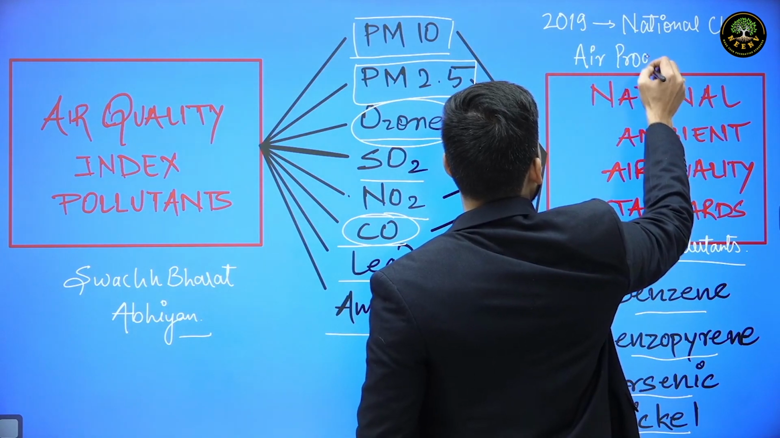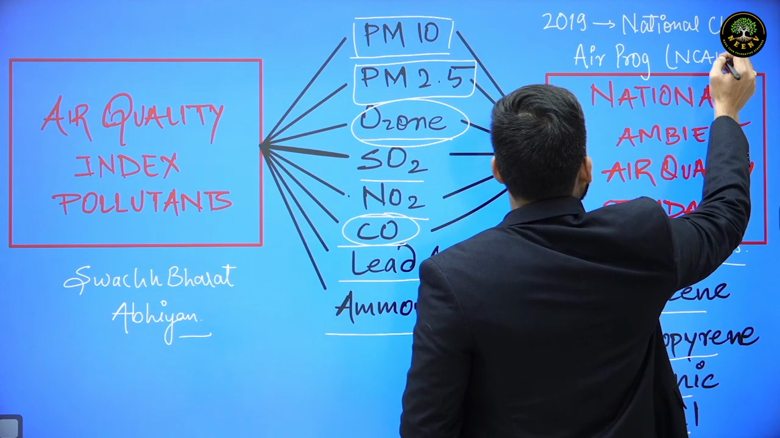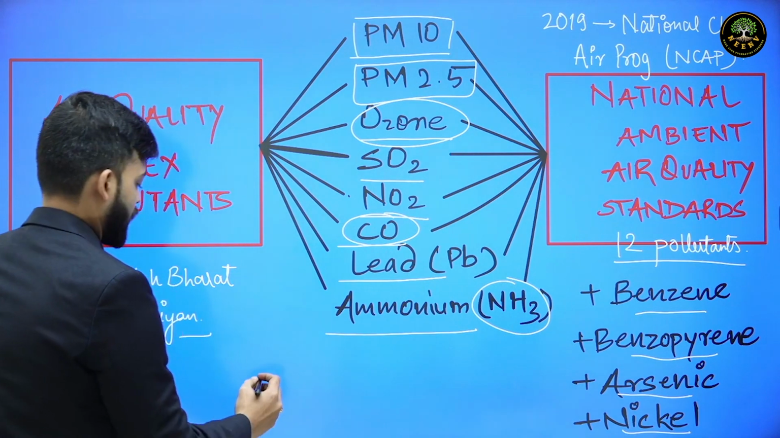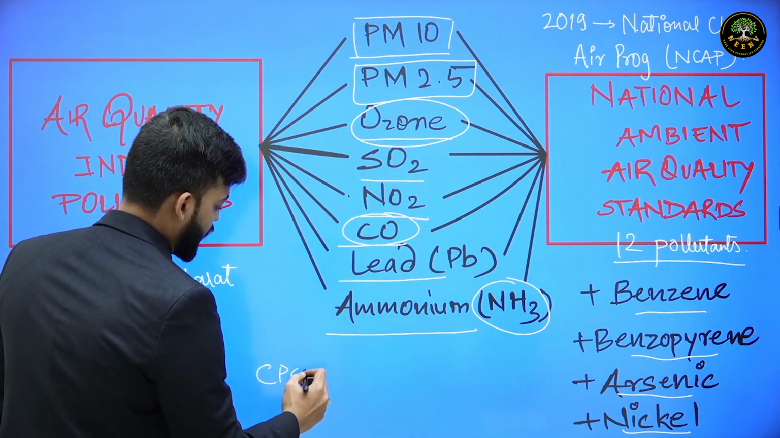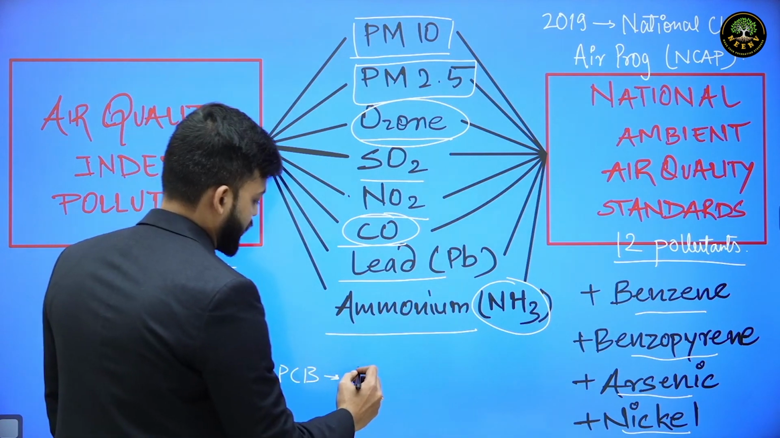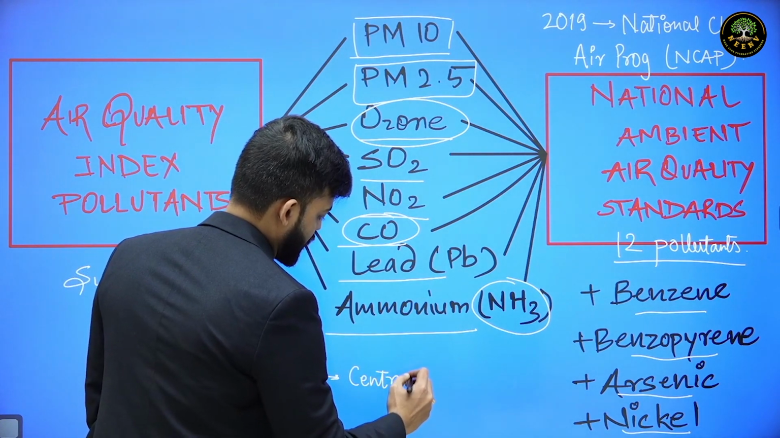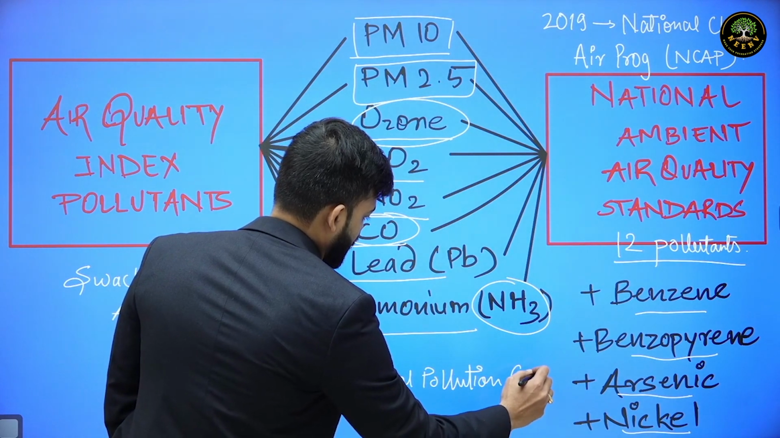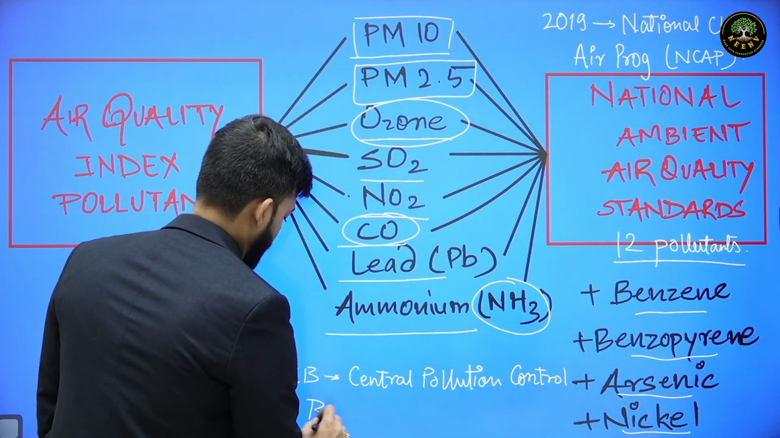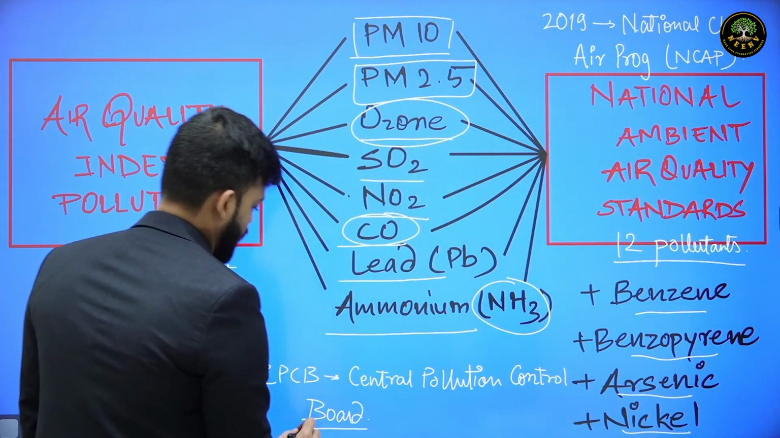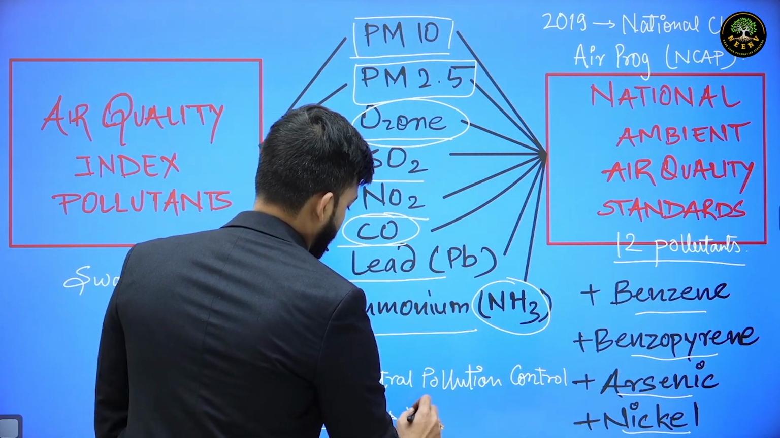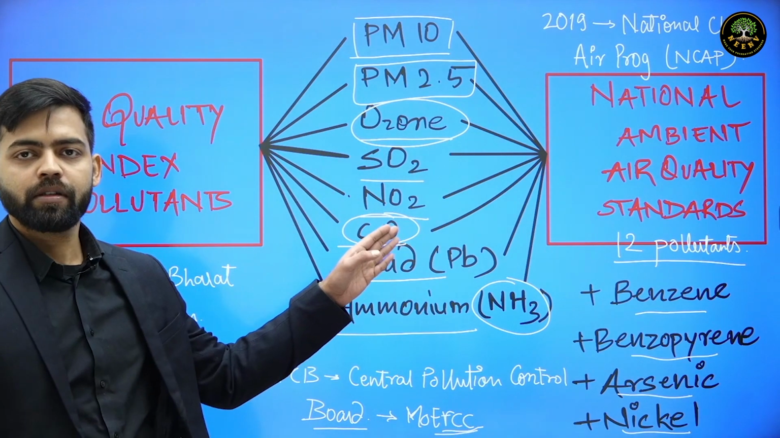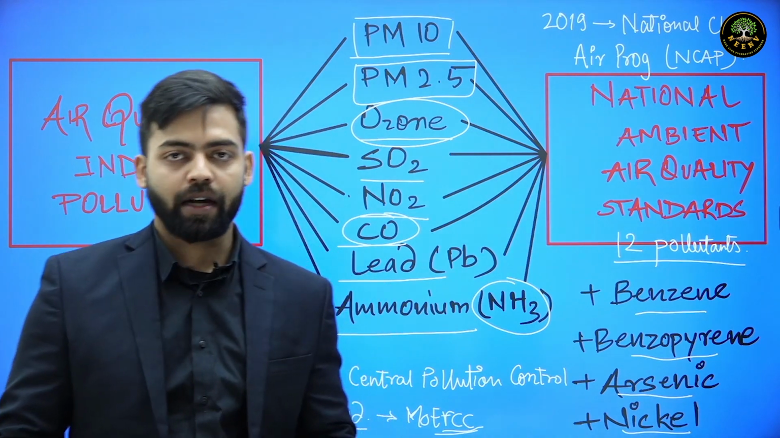National Clean Air Program, NCAP. So this was launched in 2019, and CPCB, that is Central Pollution Control Board, is under the Ministry of Environment, Forest and Climate Change. They notify these 12 pollutants that are mentioned under National Ambient Air Quality Standards.